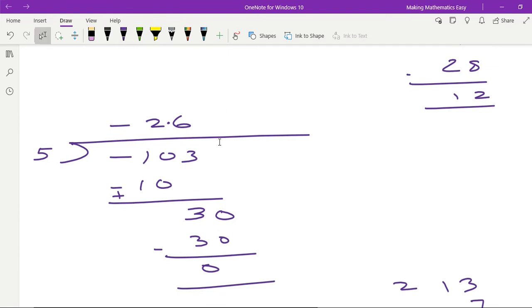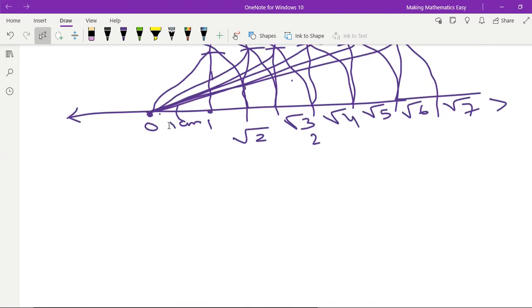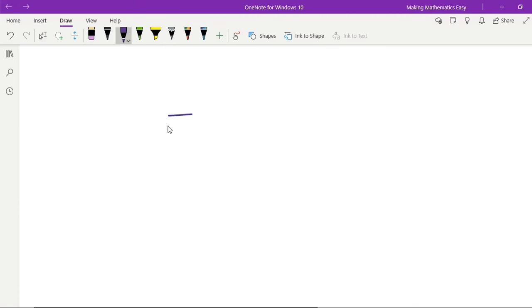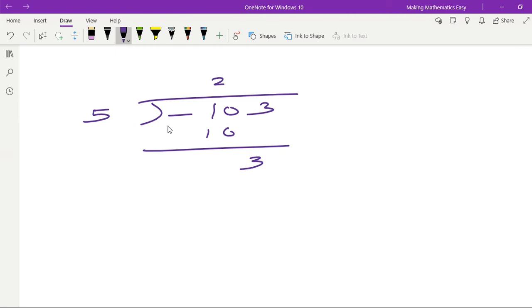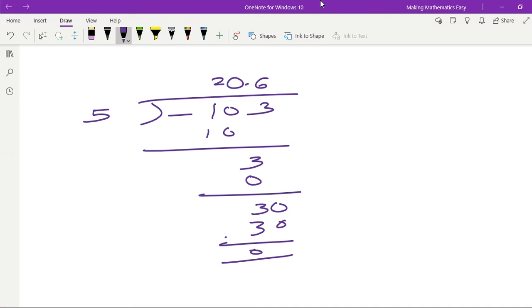So let's do this once again. We have to divide minus 103 by 5. So what we did is 5 2s are 10, so this will get cancelled, and we'll have 3 as the remainder. But we cannot take the point directly, so we need to multiply it by 0 first, and then this will be the remainder, and then this will be 0, and then 5 6s are 30, and that's it. And this sign you need to put over here, so this is minus 20.6.